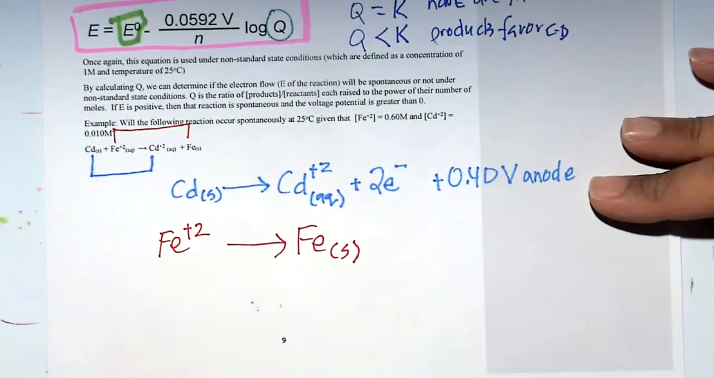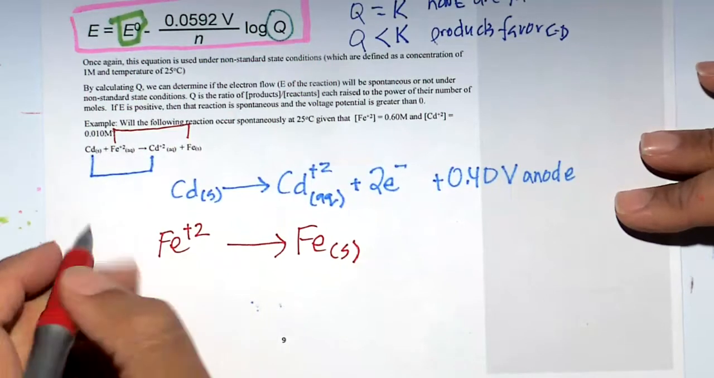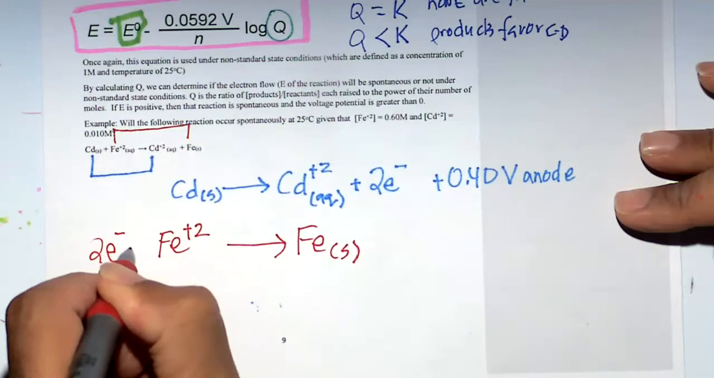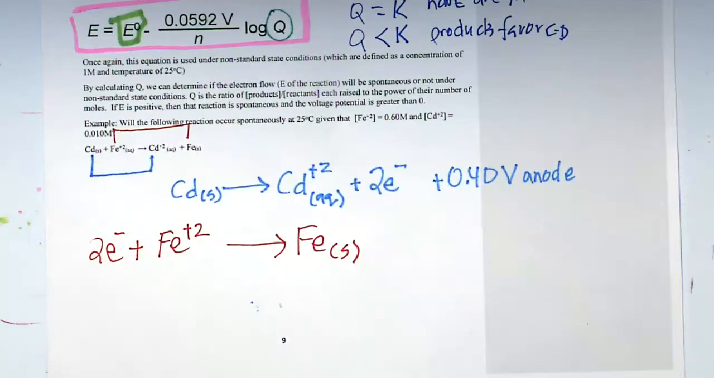Okay, how many electrons and where? 2 on the reactant side. This is a reduction half reaction. Let's see the voltage here.